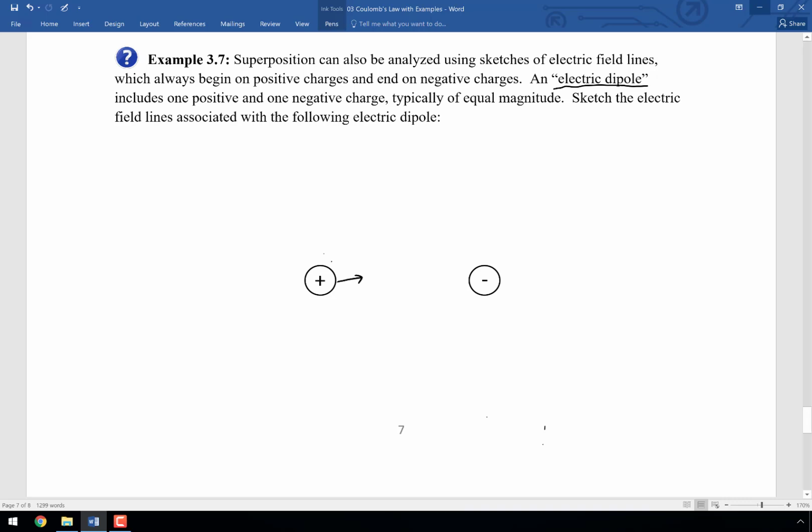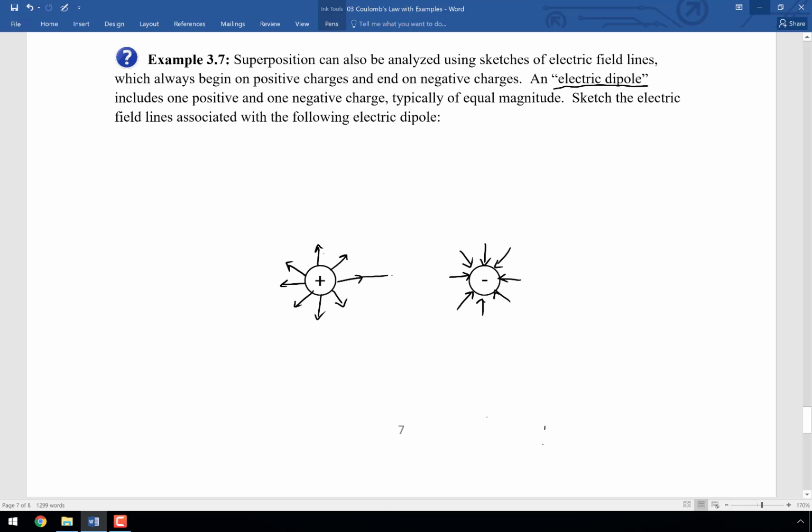With an electric dipole, we know that the positive charge is going to have electric field lines emanating away from it. It is a source of electric fields. And then the negative charge is a sink of electric fields. They terminate on the negative charge. So the question you might ask is, what happens in between? Well, in the absence of other charges, electric field lines are continuous.